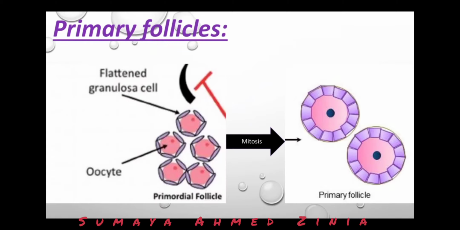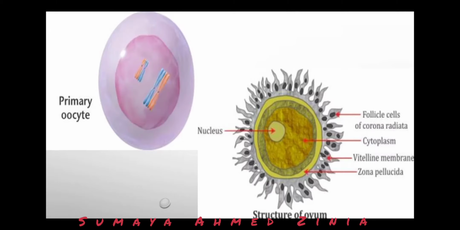Primary follicles. Single layer of latent follicular cells of primordial follicles become cuboidal. Thereafter, the follicular cells proliferate by mitosis to form a multilayered mass of primary follicle. The primary oocyte with eccentric and enlarged nucleus increases in cytoplasmic volume and reaches a diameter of 125 to 140 micrometer. The plasma membrane of the oocyte is also known as the vitelline membrane.